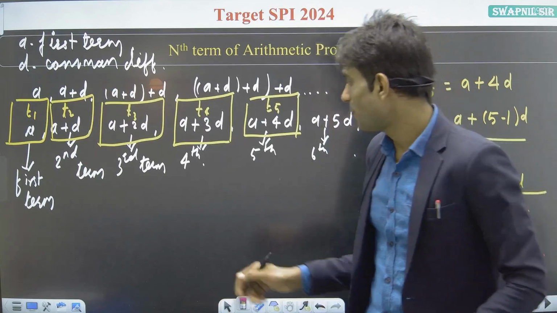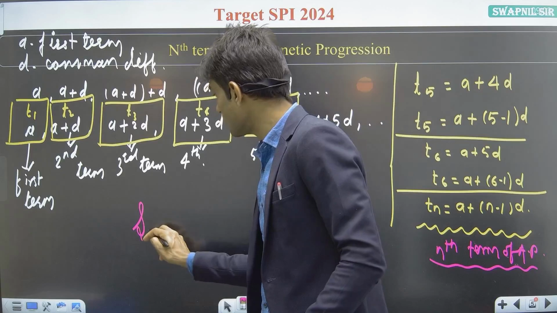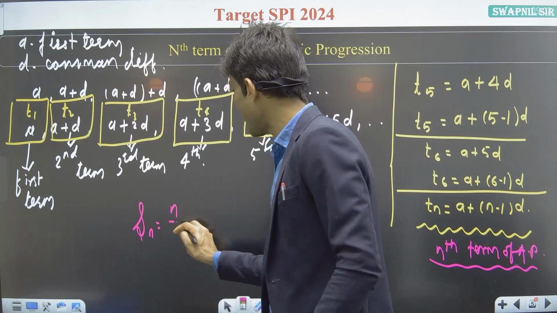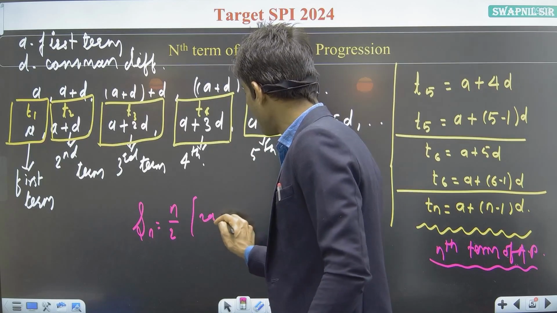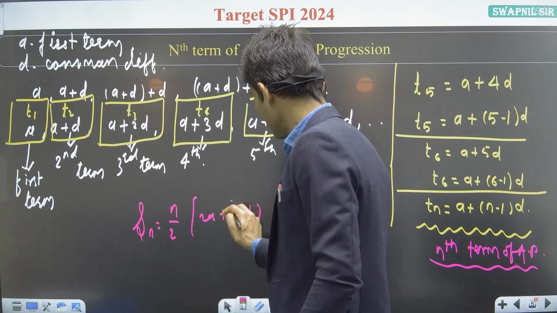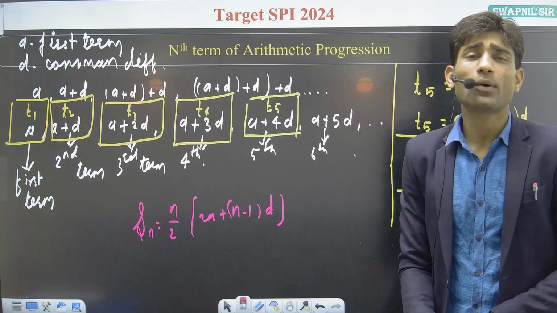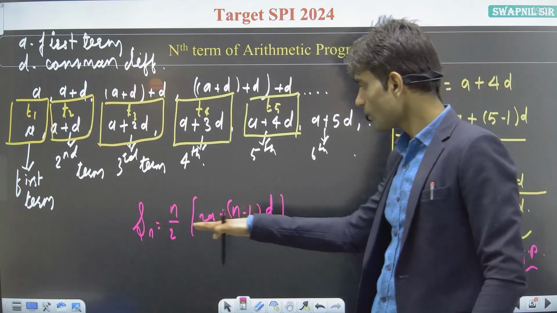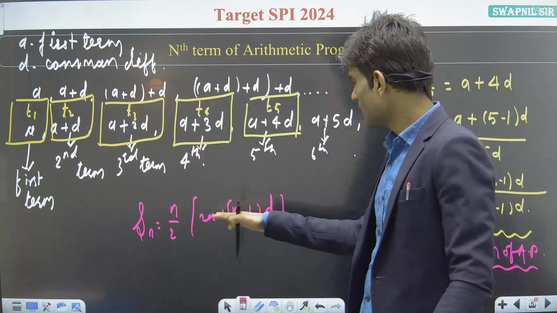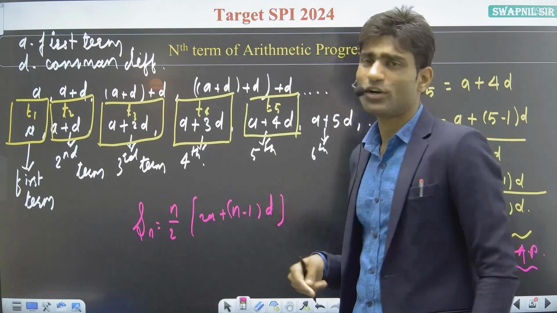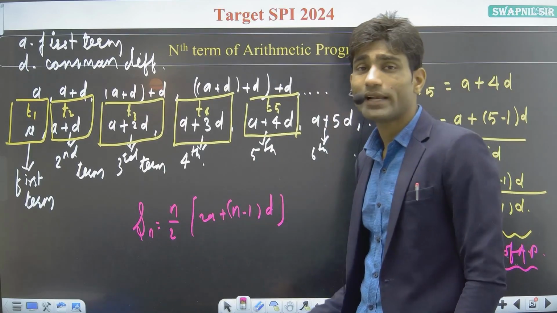Okay, sum of nth term. The sum of n terms, Sn, can be written as n by 2 into (2a plus (n minus 1) into d). This is the sum of n terms of our arithmetic progression. Here n is the number of terms, a is the first term, d is the common difference. All these terms are included here.